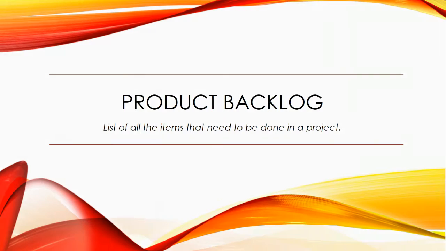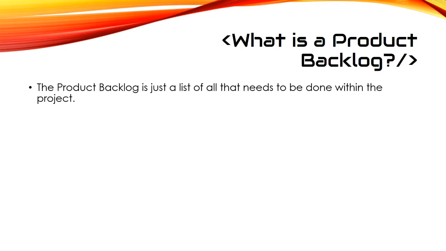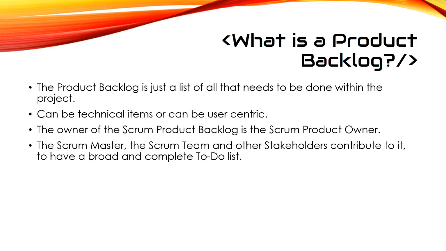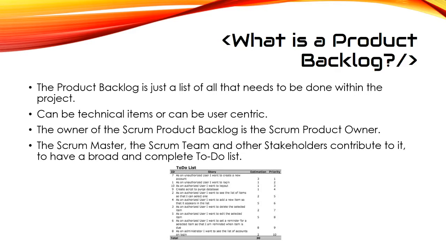Product backlog. What is a product backlog? The product backlog is just a list of all that needs to be done within the project. It can be technical items or it can be user-centric. The owner of the Scrum product backlog is the Scrum product owner. The Scrum Master, the Scrum team, and other stakeholders contribute to it to have a broad and complete to-do list.